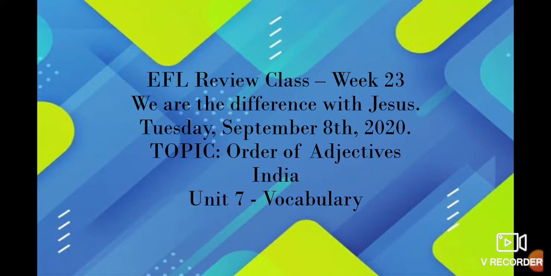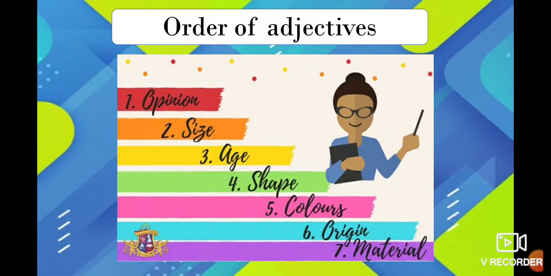Good morning. This one is the EFL review class, week number 23. In this case, we make a review about the topic of order of adjectives, and Unit 7 vocabulary. Remember, these are the last topics that we studied in the last weeks, but we make a review for understanding the contents better. Okay, let's start.